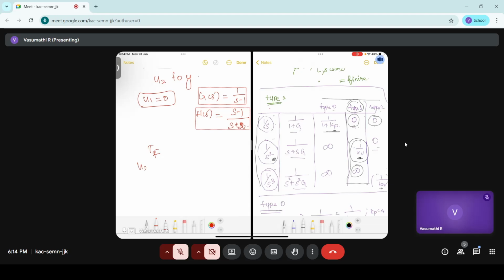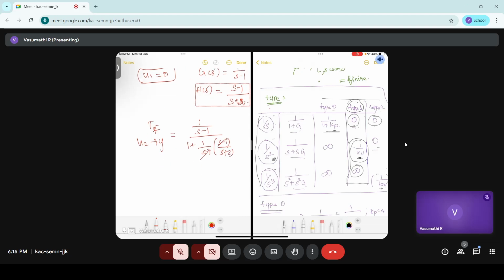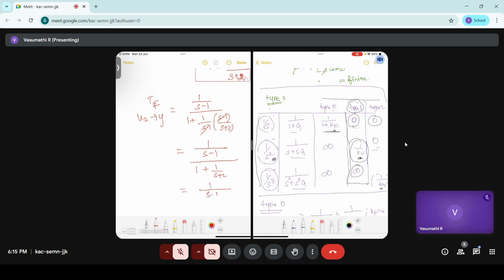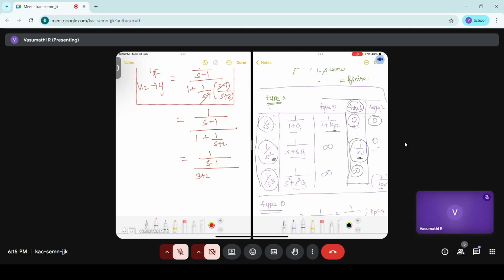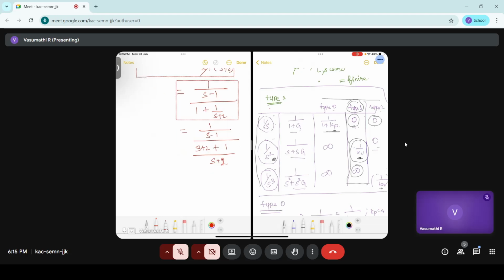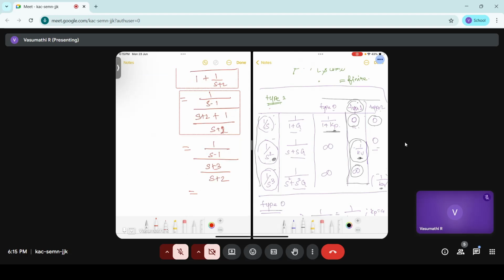The transfer function when you go from y2 to y will become [1/(s minus 1)] divided by [1 plus 1/(s minus 1) into (s minus 1)/(s plus 2)]. That's it, this will get cancelled. 1/(s minus 1) divided by [1 plus 1/(s plus 2)] will become 1/(s minus 1) into (s plus 2) divided by (s plus 2 plus 1). This becomes 1/(s minus 1) divided by (s plus 3)/(s plus 2).